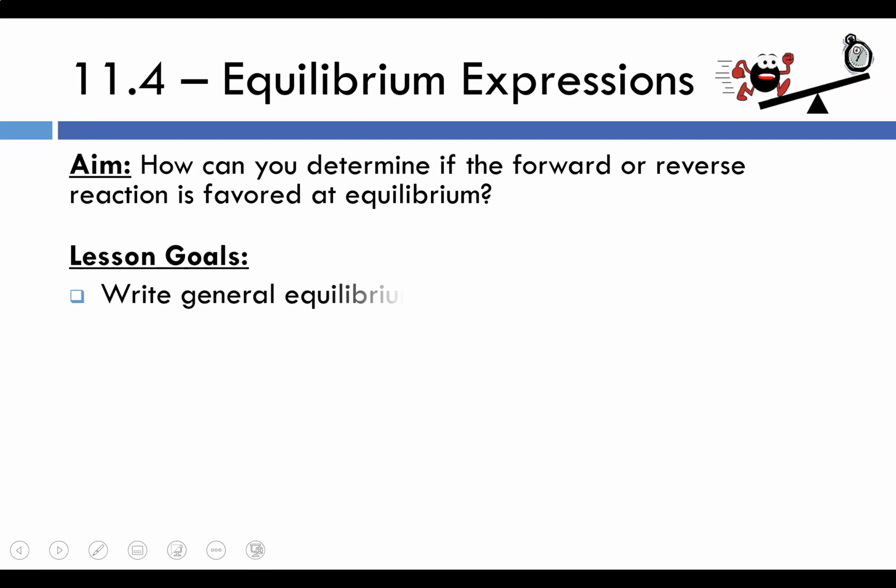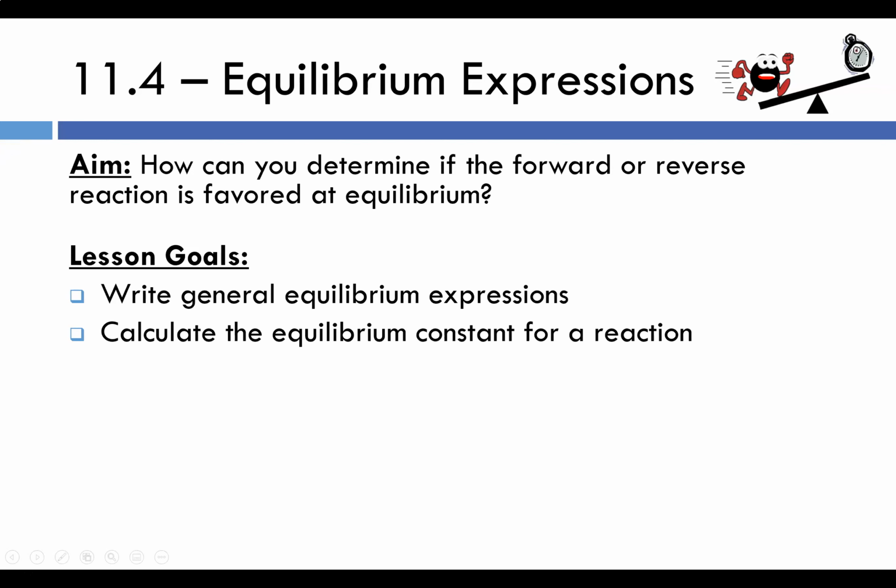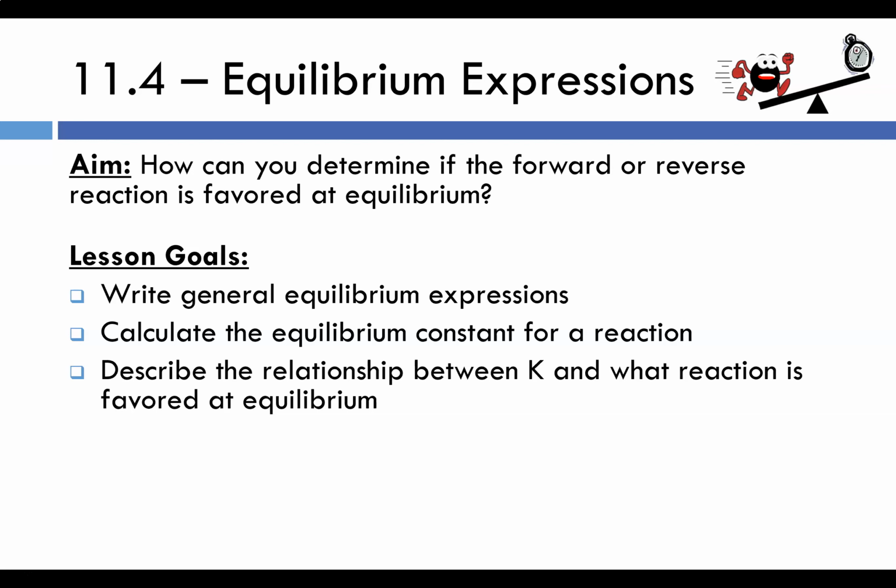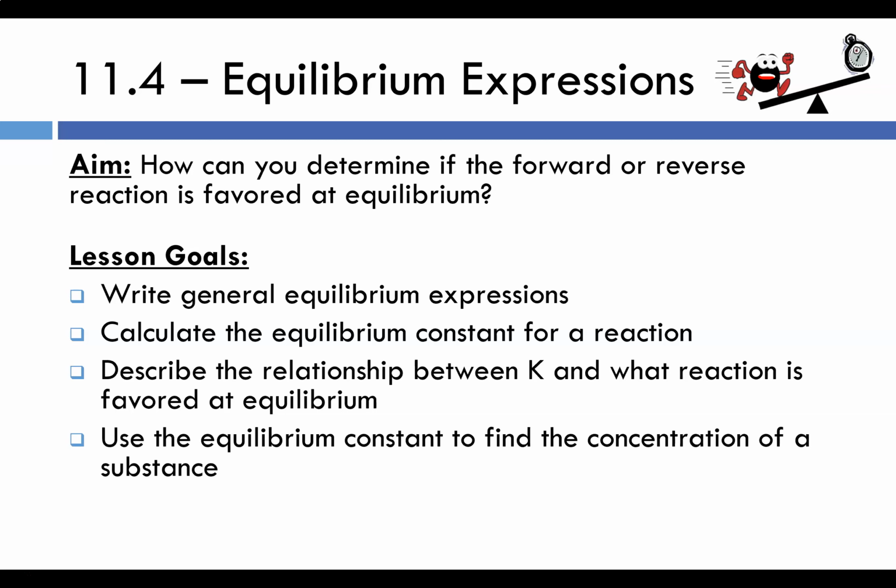Goals for today's lesson. You should be able to write general equilibrium expressions. You should be able to calculate equilibrium constants for a reaction when provided the concentrations at equilibrium. You should be able to describe the relationship between K and what reaction has been favored at equilibrium. And finally, we're going to use the equilibrium constant to find concentrations of a substance when it is at equilibrium. So all of these goals are pretty important for today's lesson. So lots to do today.